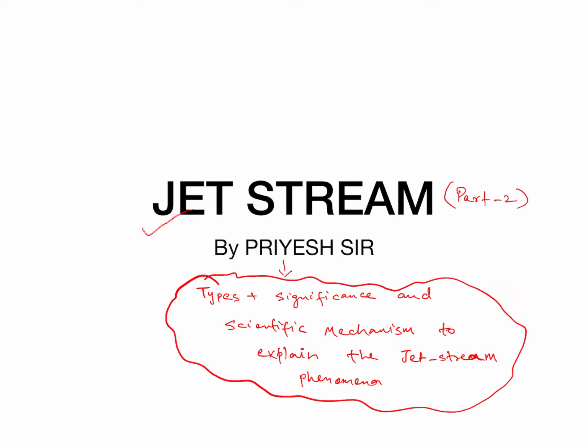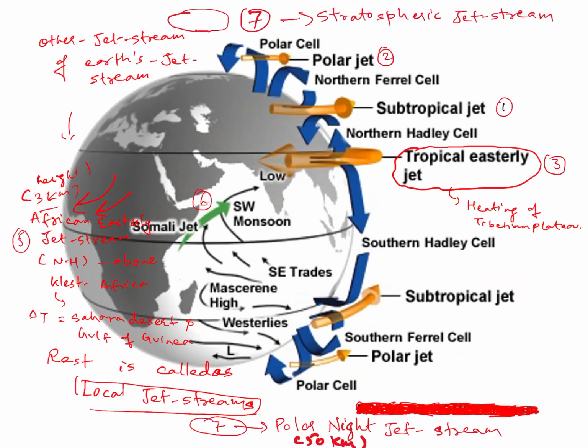So, in this topic, we will be covering the different types of jet streams and their significance, as well as the scientific mechanism that explains the jet stream anywhere on the Earth's surface. We already know that in the troposphere there are 5 to 6 types of jet streams.